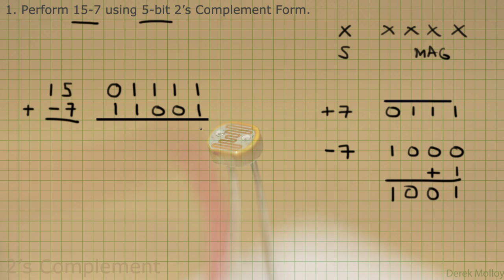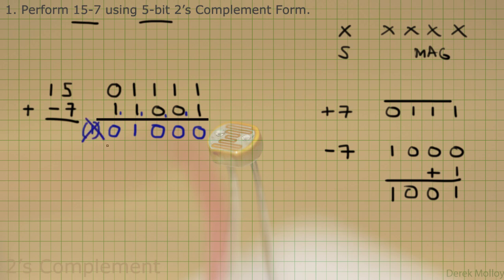So 1 plus 1 is 0 with a carry of 1. 1 plus 1 is 0 with a carry of 1. 1 plus 1 is 0 with a carry of 1. 1 plus 1 plus 1 is 1 with a carry of 1. And 1 plus 1 plus 0 is 0 with a carry of 1.